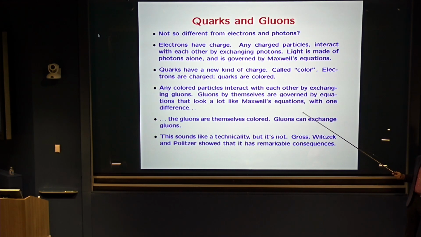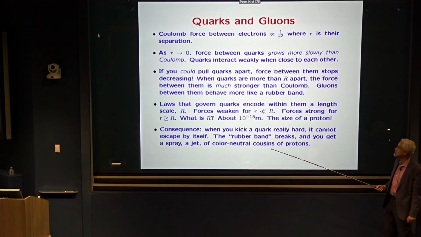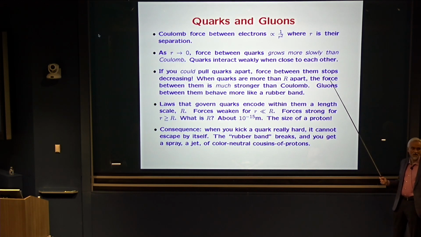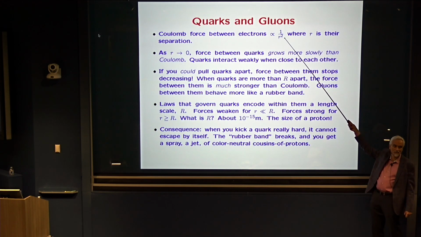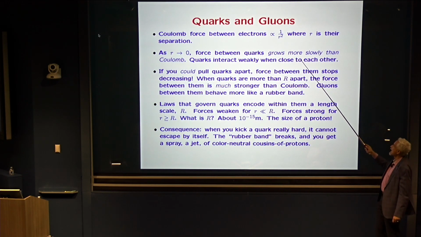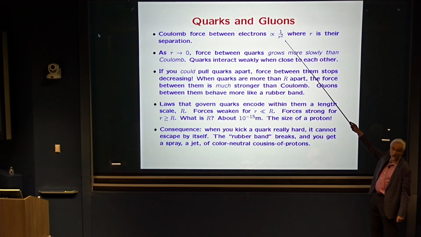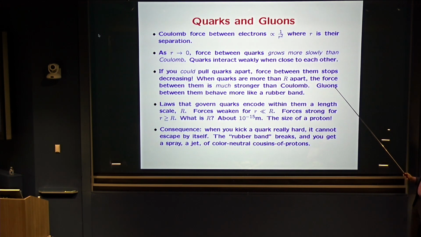But there's one little difference. The gluons themselves are colored, whereas photons are neutral. Photons have no charge. Gluons have this charge. Sounds like a technicality, but it's not. And Gross, Wilczek, and Politzer realized that this has consequences. They showed that as a consequence of this technical difference, the force law is different. And in particular, the force between quarks does not just go like 1 over r squared, the way electromagnetism does or gravity does. If you put quarks closer and closer together, the force grows more slowly than 1 over r squared. And if you pull quarks farther and farther apart, the force falls off less than 1 over r squared.